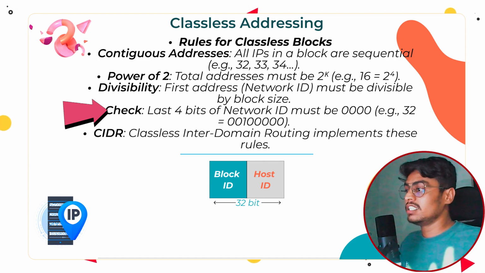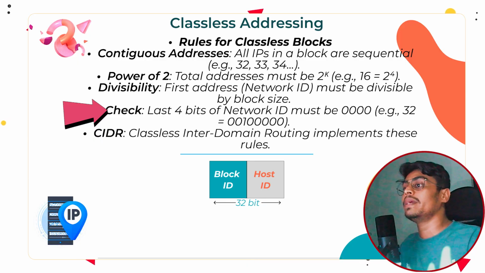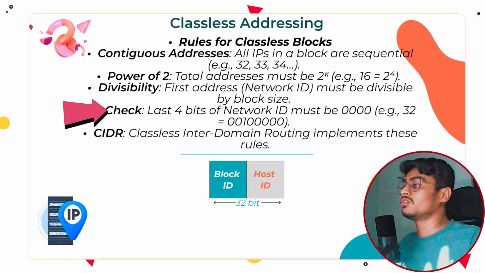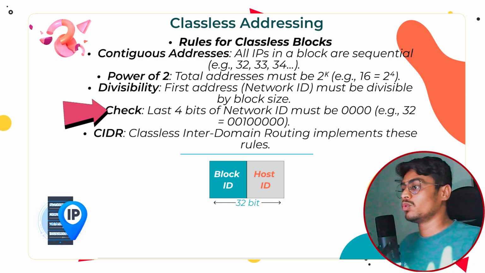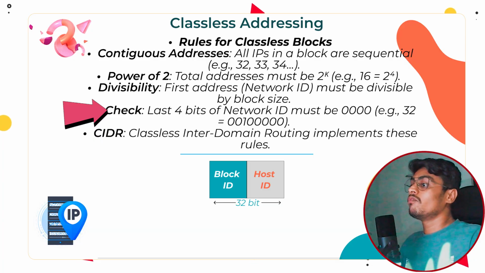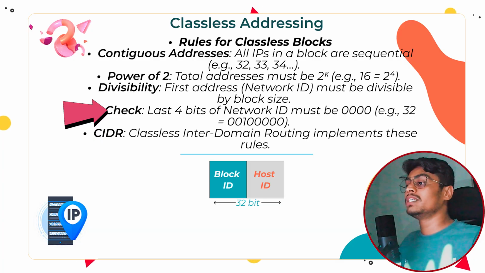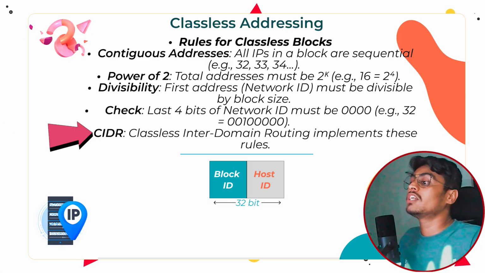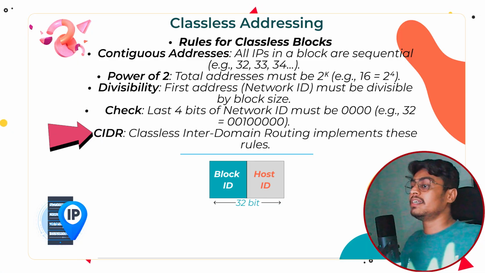Now to check divisibility, since block size is 2 to the power 4, the last 4 LSB bits should be 0. 32 in binary, okay, 00100000, the last 4 bits are 4 zeros. So it's divisible. If the address was 33, 00100001, the last 4 bits are 0001, so it wouldn't be divisible. Okay, this is the complete concept of CIDR, classless inter-domain routing.